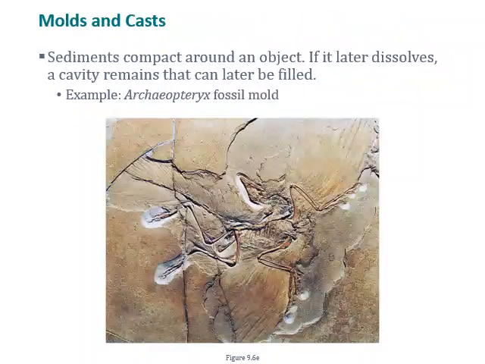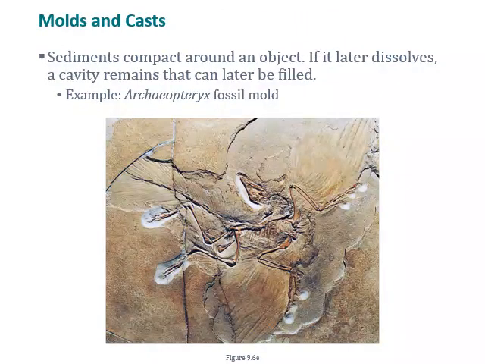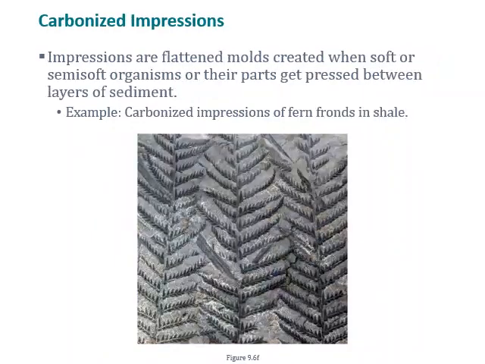Molds and casts form when sediments compact around an object, which later dissolves and leaves a cavity that is later filled by other sediments. So in this case, we have a mold of the fossil Archaeopteryx. Carbonized impressions are flattened molds that are created when soft or semi-soft organisms get preserved between layers of sediment. This often happens in the case of plant leaves. So here we have carbonized impressions of fern fronds in a shale.